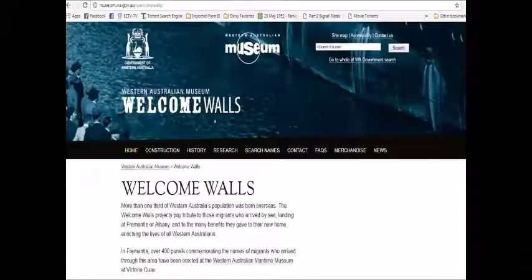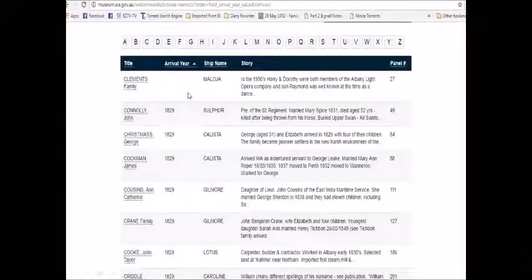The West Australian Museum has their welcome wall down in Fremantle, and this one has also been done by people, you know, saying, here's my family, but it's got little thumbnails on the family and information about them, tells you what panel they're on, and again it's searchable, the name of the ship and the year they arrived. So I think they've done a better job with their welcome wall than Sydney has, because from a family history point of view, it's just got more information.